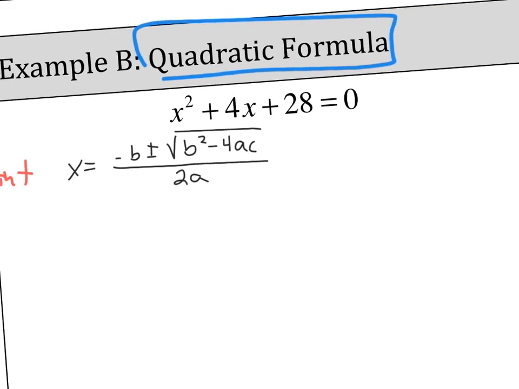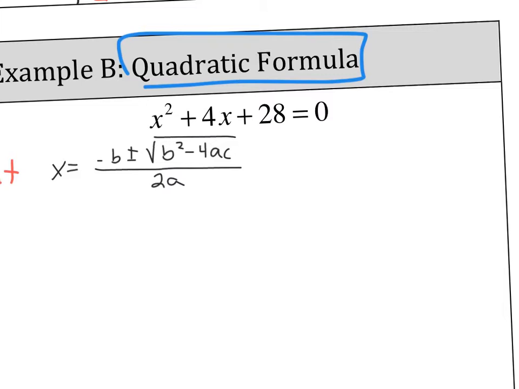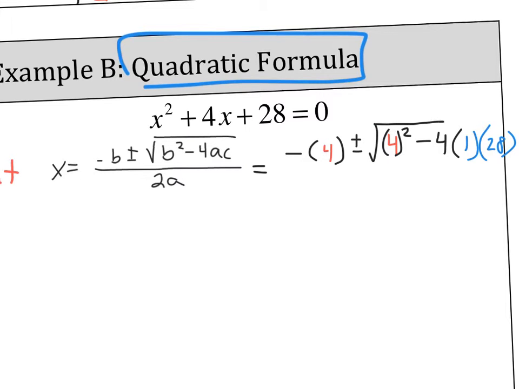All right, so now we just start plugging and playing. So, negative b. The b here is 4, plus or minus 4 squared. The a is 1, and the c is 28. And I make sure to get my radical around all that, all over 2 times a. And now the fun part, we just start simplifying, so let's go ahead and do that.